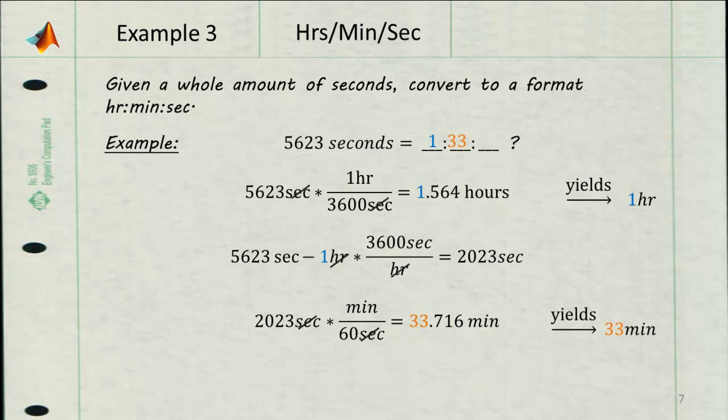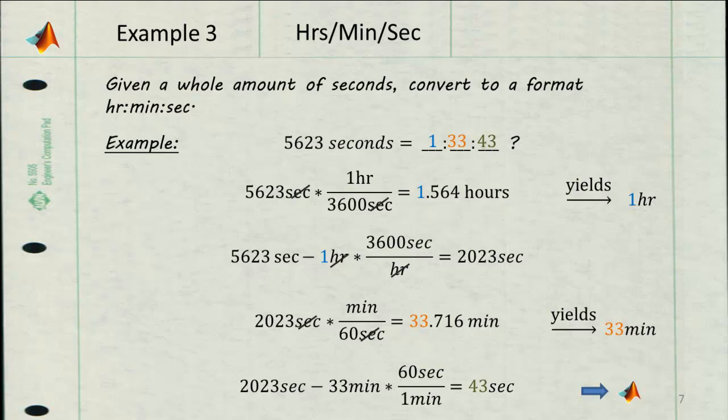33.716 minutes, and again, I round down. So that's 33 full minutes. And finally, from the number of seconds that I had left, I subtract those 33 whole minutes, and I get 43 seconds. So again, there are a couple variations of solving this problem, but this one allows no round-off issues.